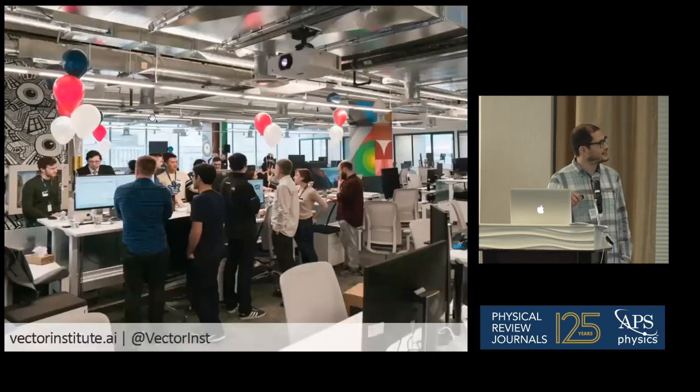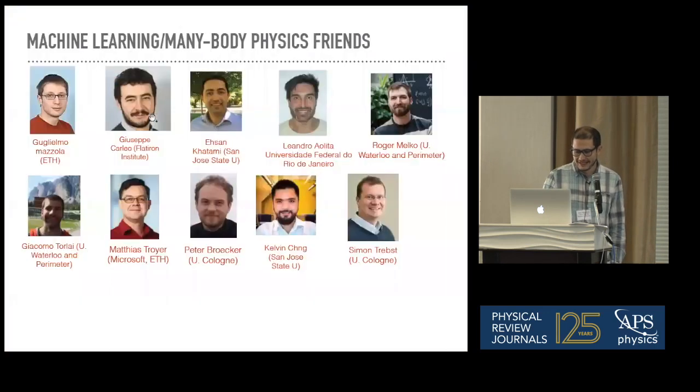This is how it looks on a good day. It's a big space with monitors and people. But these are my machine learning friends, people with whom I interact at the intersection between many-body physics and machine learning: Guglielmo Mazzola, Giuseppe Carleo, who is one of the organizers, Esan Hatami, Leandro Olita, Roger Melko, Giacomo, Matthias Troyer, Peter Brocker, Kelming, and Simon Trepst.